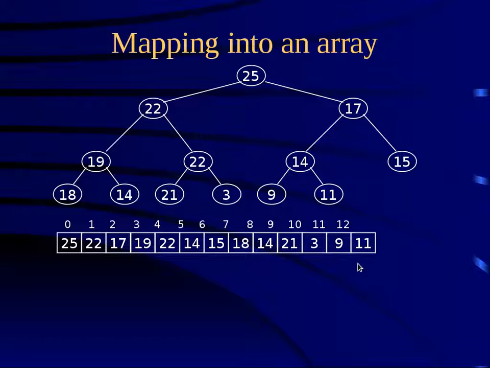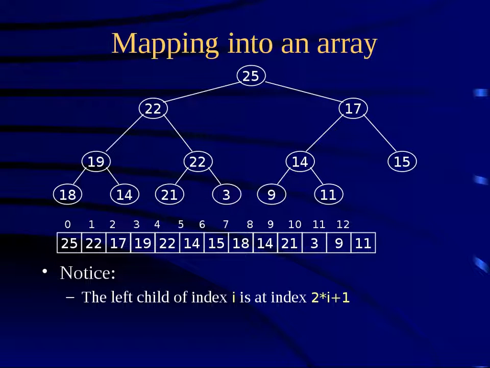Y'all see that ordering? It's just going across the rows. You got it, going across by the rows. Notice, the left child of an index is at index 2 times i plus 1.